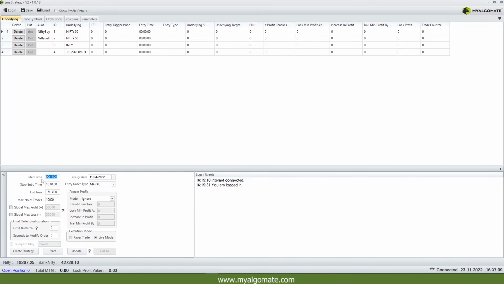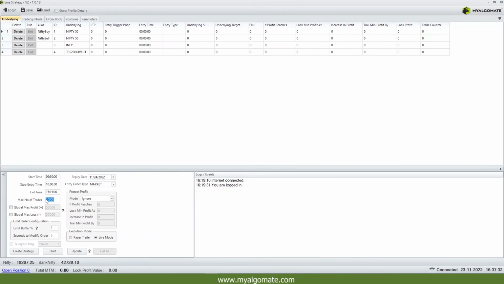So this is start time. Let's say if you don't want to take any trade before 9:20 or let's say 9:30, then you can set it over here. Stop enter time is after this time it will stop taking new entries. So let's say if you don't want any new entry after 10 o'clock, you can set it over here. At exit time it will exit all the positions, so you can set it over here.